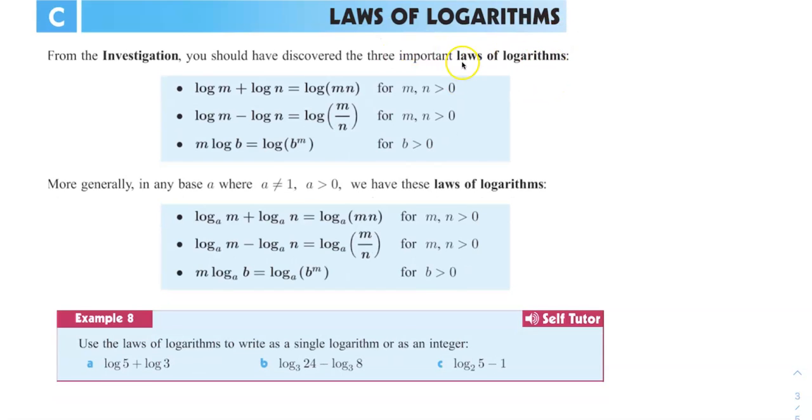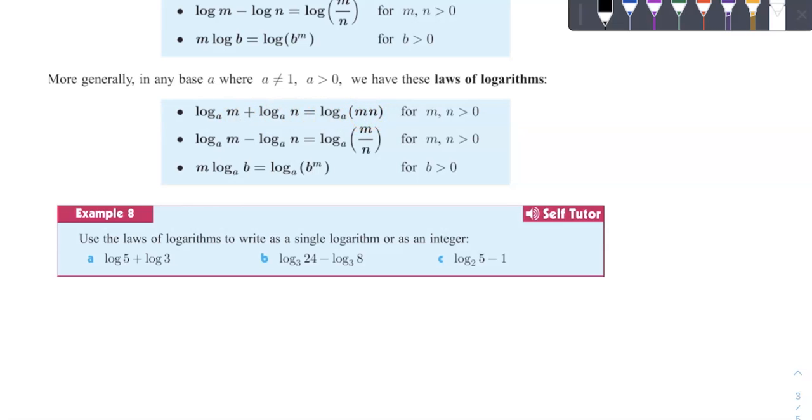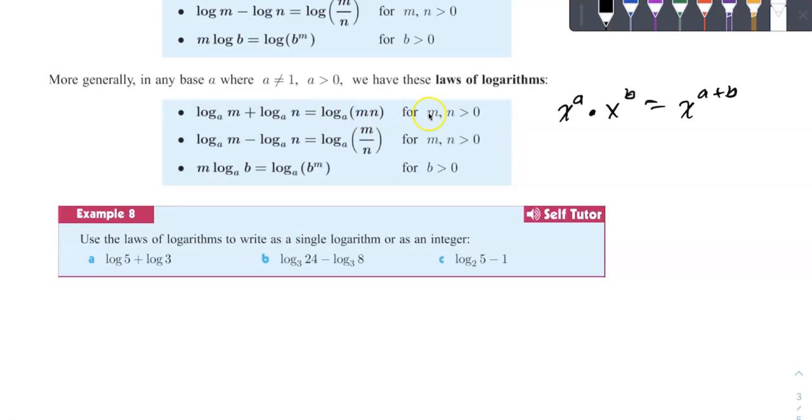Laws of logs. Three important laws of logs are right here. The first one: when you add two logs together, you're multiplying them. This rule comes from exponents. When you have x to the a times x to the b, you add the powers and you get x to the a plus b. So you can see a relationship matches.